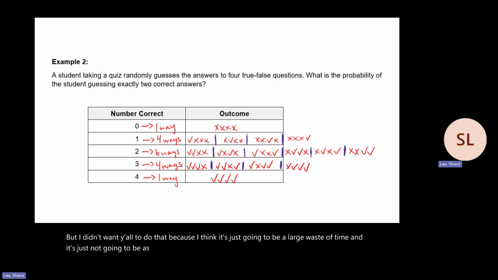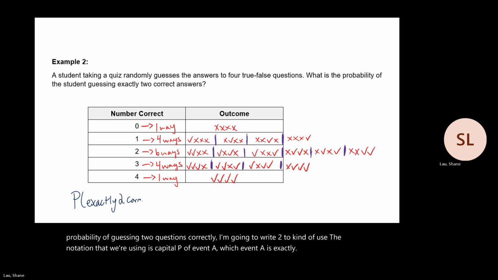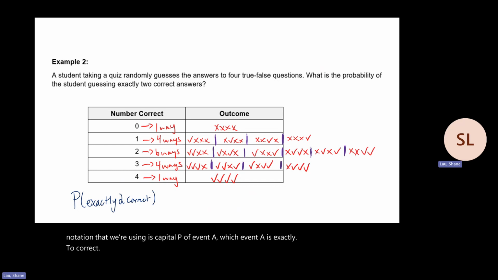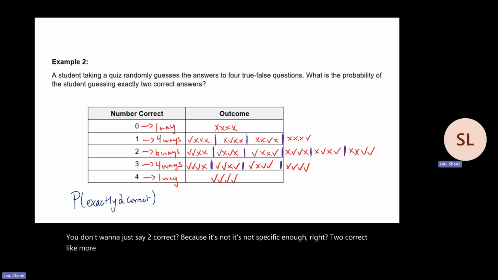Okay. So if I'm looking at the probability of guessing 2 questions correctly, I'm going to write, to use the notation that we were using, capital P of event A, which event A is exactly 2 correct. Okay, and you'll be very clear. You don't want to just say 2 correct because it's not specific enough, right? Like more than 2 correct, exactly 2 correct, or less than 2 correct. You have to be very specific. So make sure you're writing exactly 2 correct.